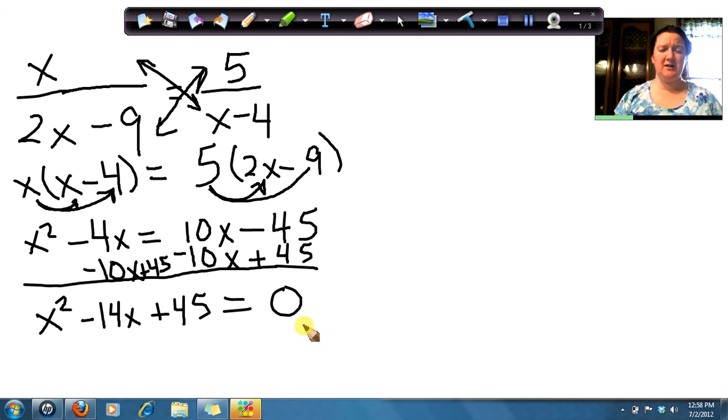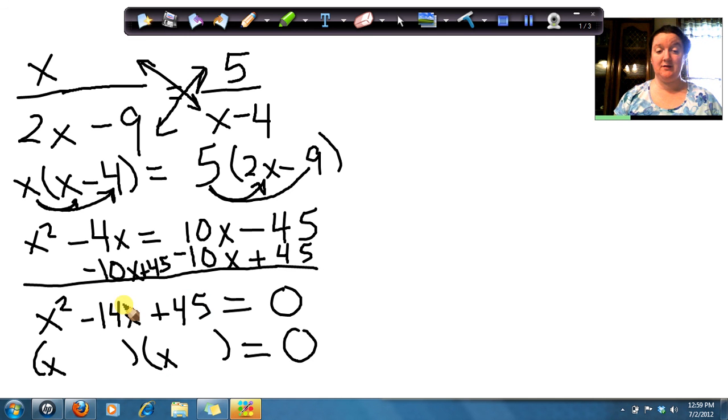Now it's important that you have it equal to 0, because if it's not equal to 0, you could factor this, but you wouldn't be able to solve it. We're going to solve it. So let's set it into two sets of parentheses. When we have an x squared part, we have to multiply things together at the front that give us x squared. Now we have to think about what multiplies together to give us 45, but adds together to give us a negative 14.